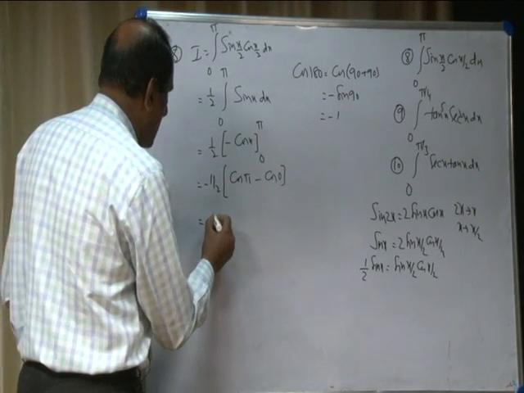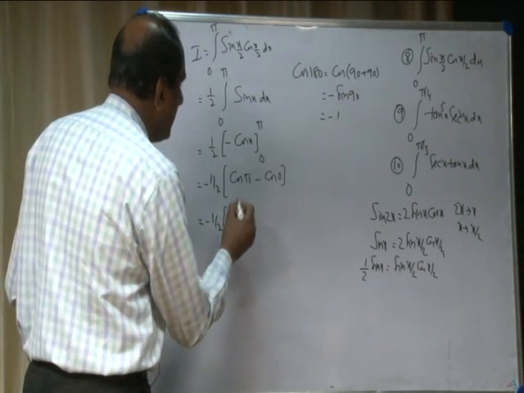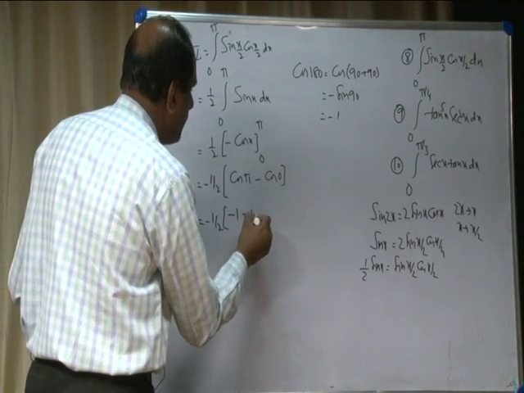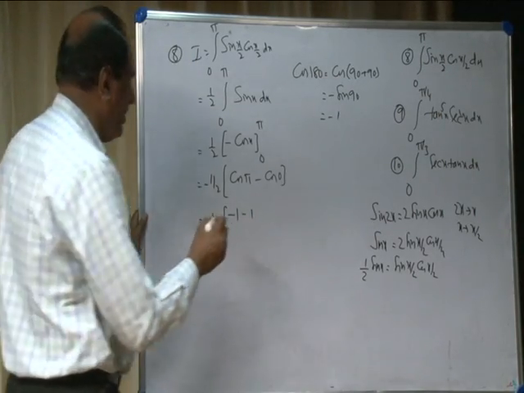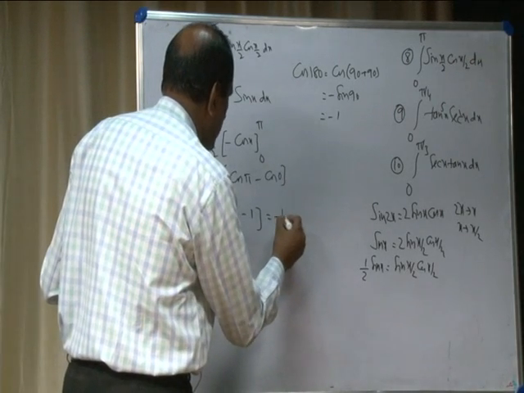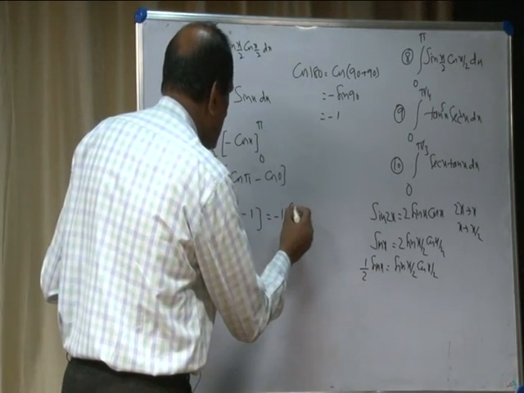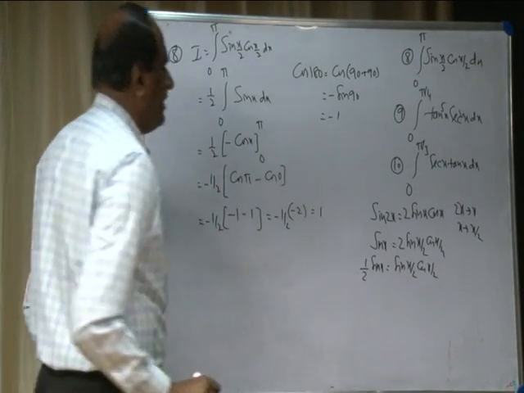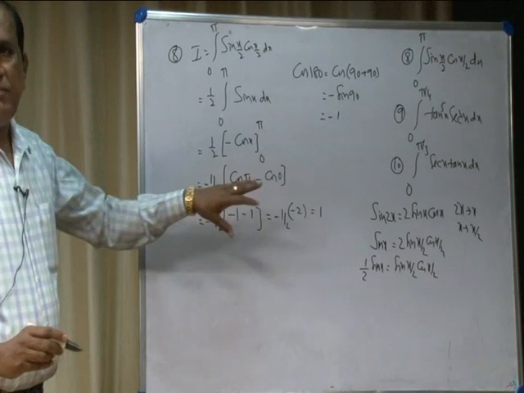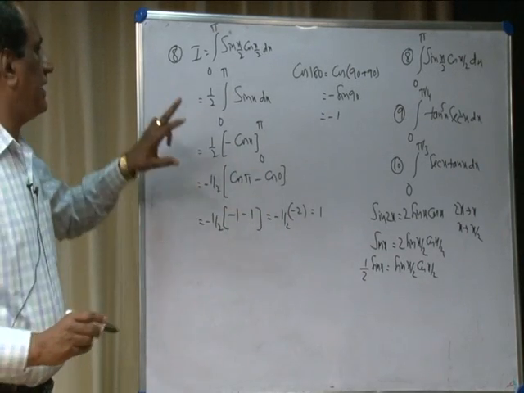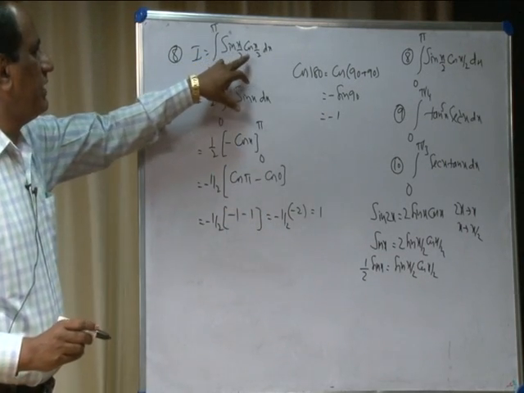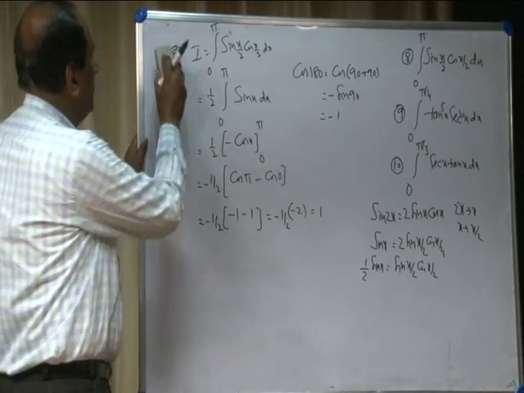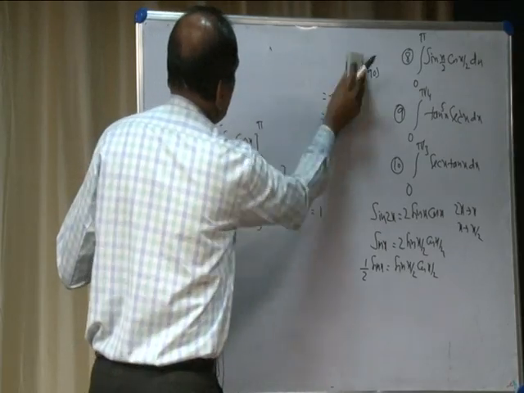So, minus half into cos pi, which is minus 1, minus cos 0, which is 1. This is equal to minus half into minus 1 minus 1, that is minus 2. The 2 cancels, minus into minus is plus. So, this is the definite value of the given definite integral, that is integral from 0 to pi of sin x by 2 cos x by 2 dx is equal to 1. Now, next problem.